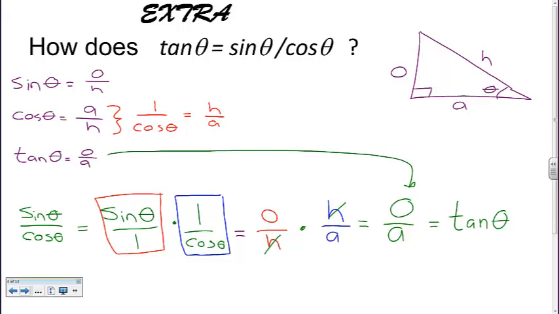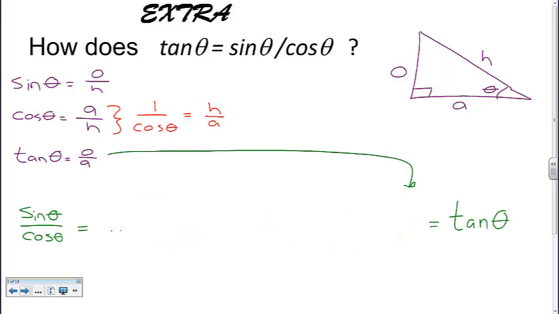So if we erase everything that is in between, you notice that the sine of theta over the cosine of theta lines up pretty nicely with the tangent of theta. And there you have how the sine of theta over cosine of theta is equal to your tangent of theta. And as we know, cotangent of theta is going to be the reciprocal. Thus, we can say that cotangent is equal to cosine of theta over sine of theta.